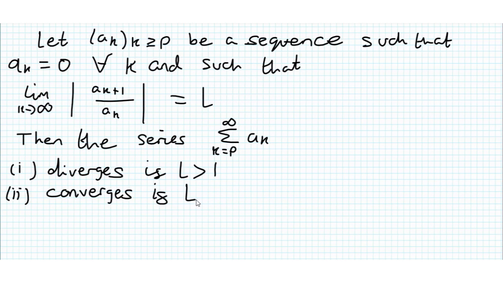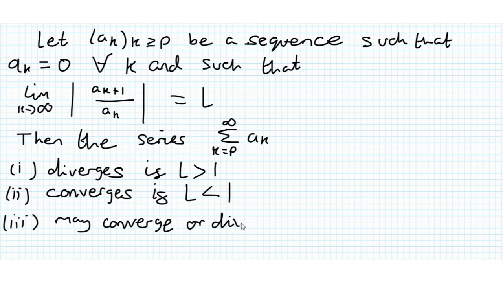It converges if L is less than 1, and part 3 concerns the only other case we haven't considered, and that's if L is equal to 1. If L is equal to 1, then unfortunately you're going to have to try a new test because this test has failed. It's not a bad thing, it's just that it doesn't give us any information.